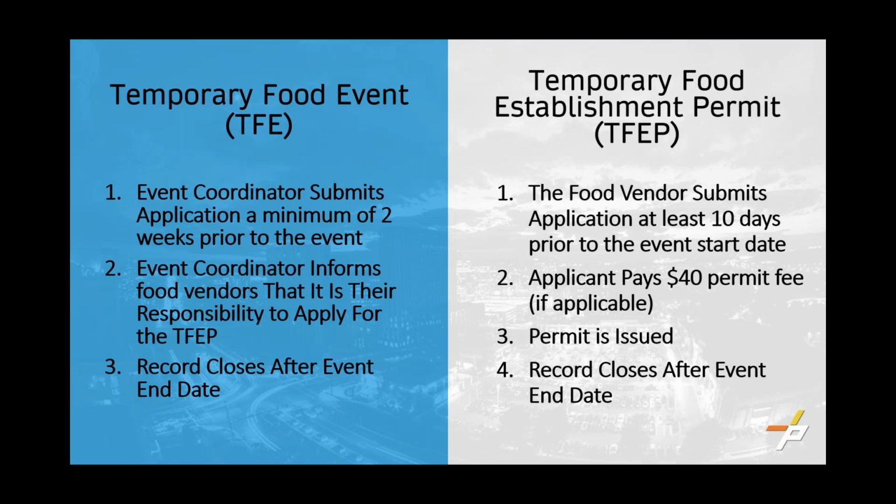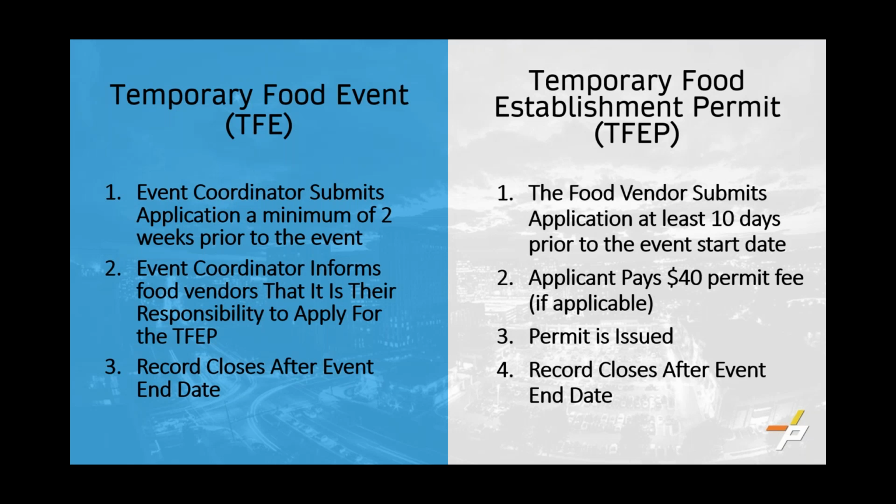So the second type of application you'll see when you're in the system and looking at these event applications is going to be the temporary food establishment permit that the individual vendor needs to submit a minimum of 10 days before the event itself. And the submission of that application creates a record. You'll be getting numerous emails from the system as the application goes through the review process. So you're going to get an email when you submit your application, and then if the fee is due, that $40 permit fee is going to be invoiced by a reviewer.